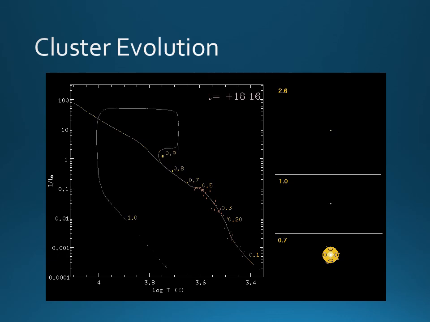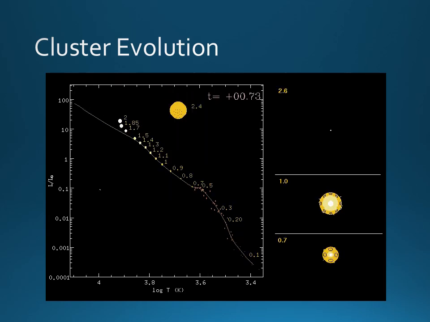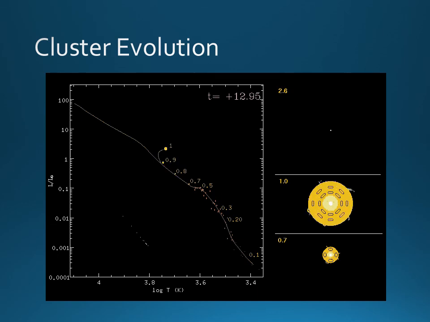To the right is a diagram of the interiors of the three stars, masses 2.6, 1, and 0.7 solar masses. The cutaways show what happens inside the star as they evolve. Notice the enlarging envelopes as the stars become red giants.